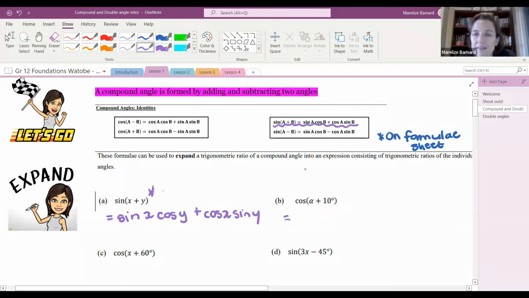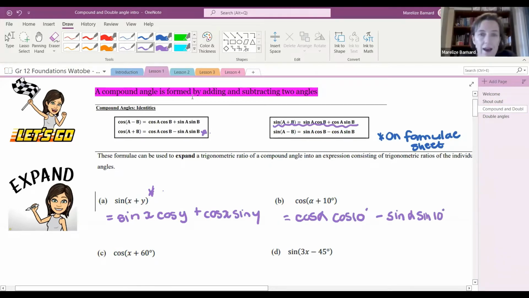Cos alpha plus 10. We look for the compound angle identity. That's where it's cos and 2 angles are added together, and that's this one here. So we can just go cos alpha cos 10 minus sine alpha sine 10, because we are literally just writing it into our identity.